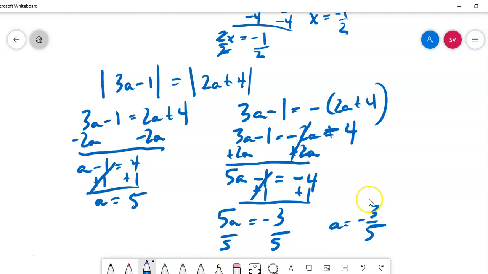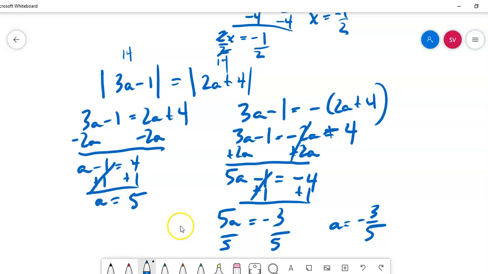Okay, so let's see if we're correct here. So for the 5, that one's easy. 3 times 5 is 15. 15 minus 1 is 14. That's good. 2 times 5 is 10. 10 plus 4 is 14. The absolute value of 14s are 14.